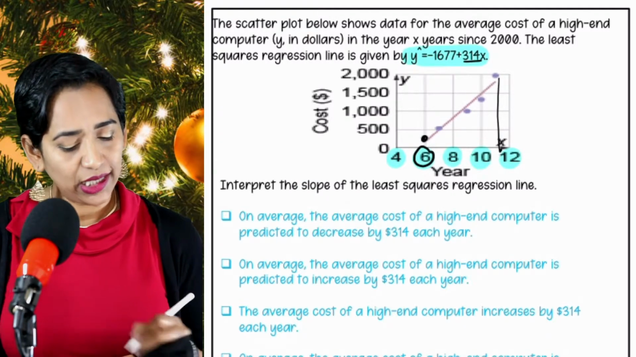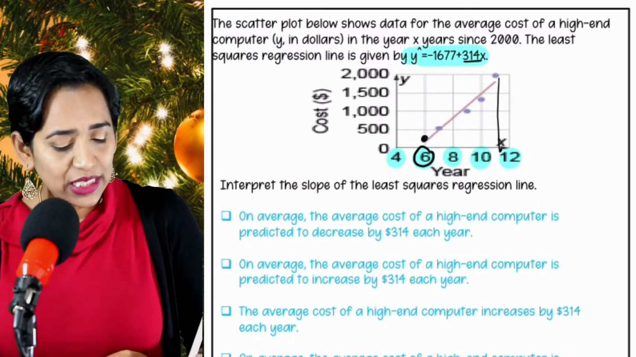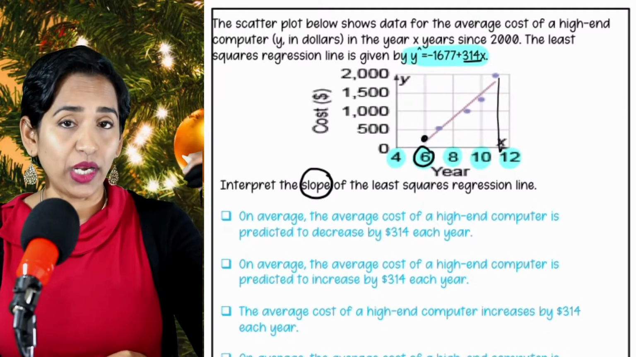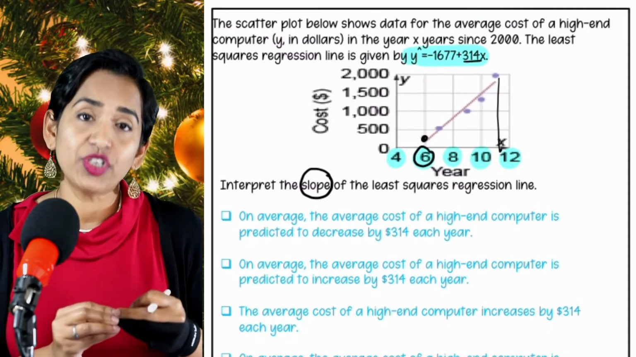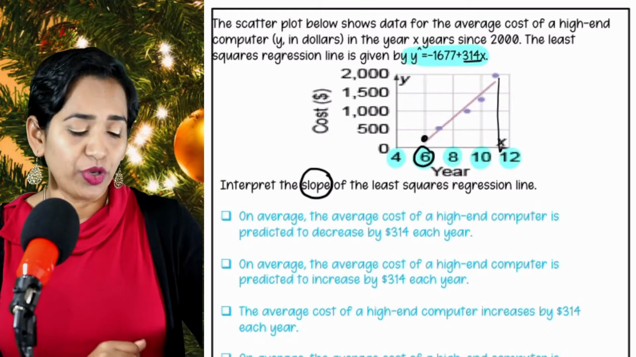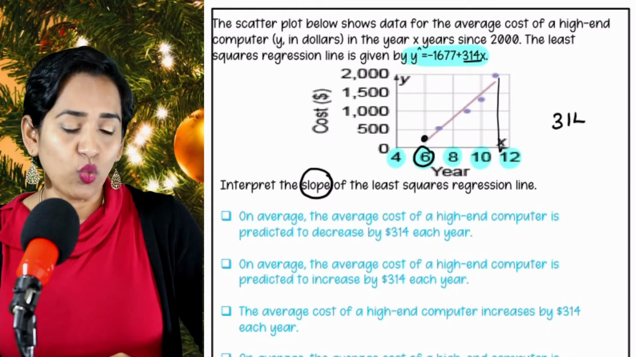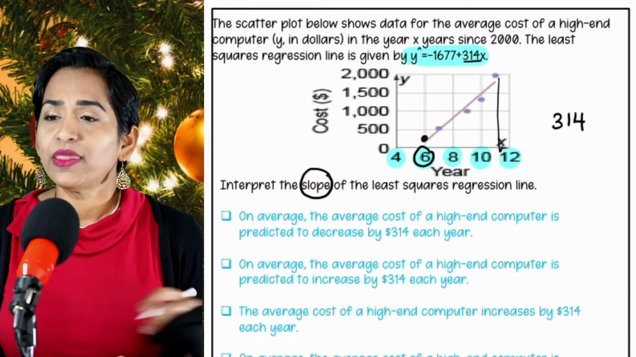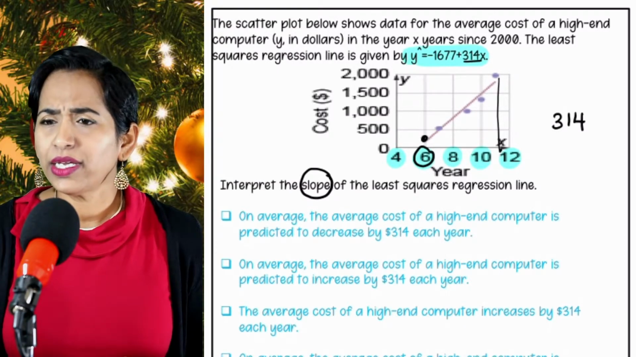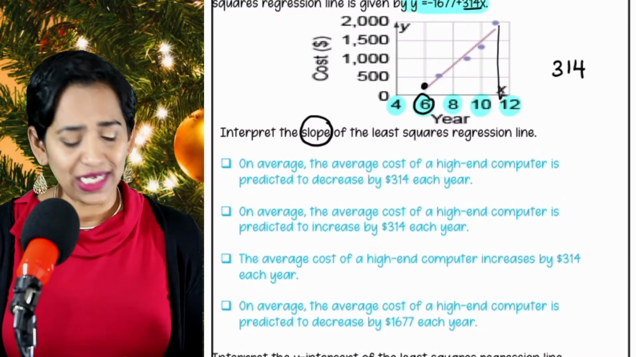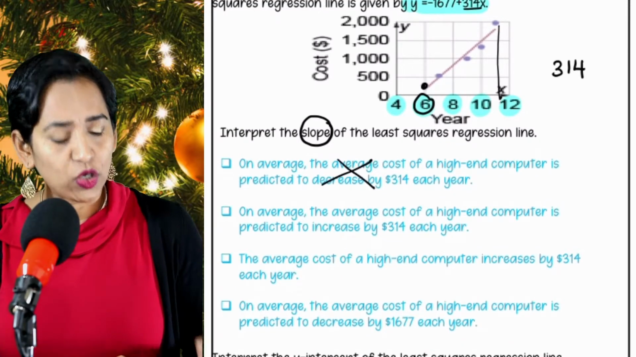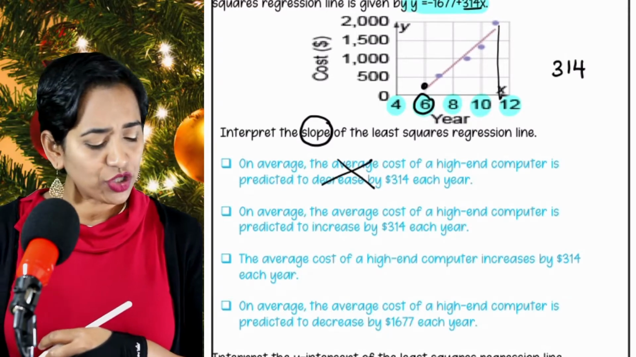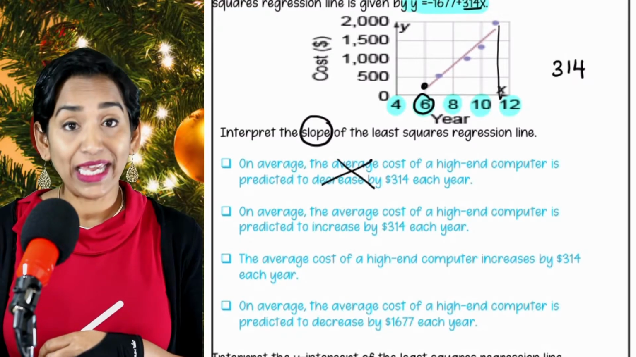Now let's go ahead and take a look. They're asking us to interpret the slope. As you see, the slope is positive, it's going up. So on average, the average cost of the computer increases by 314. So let's see if that is one of the options. The average cost of the high-end computer is predicted to decrease. No, it's a positive slope, so it increases. The average cost of high-end computer is predicted to increase.